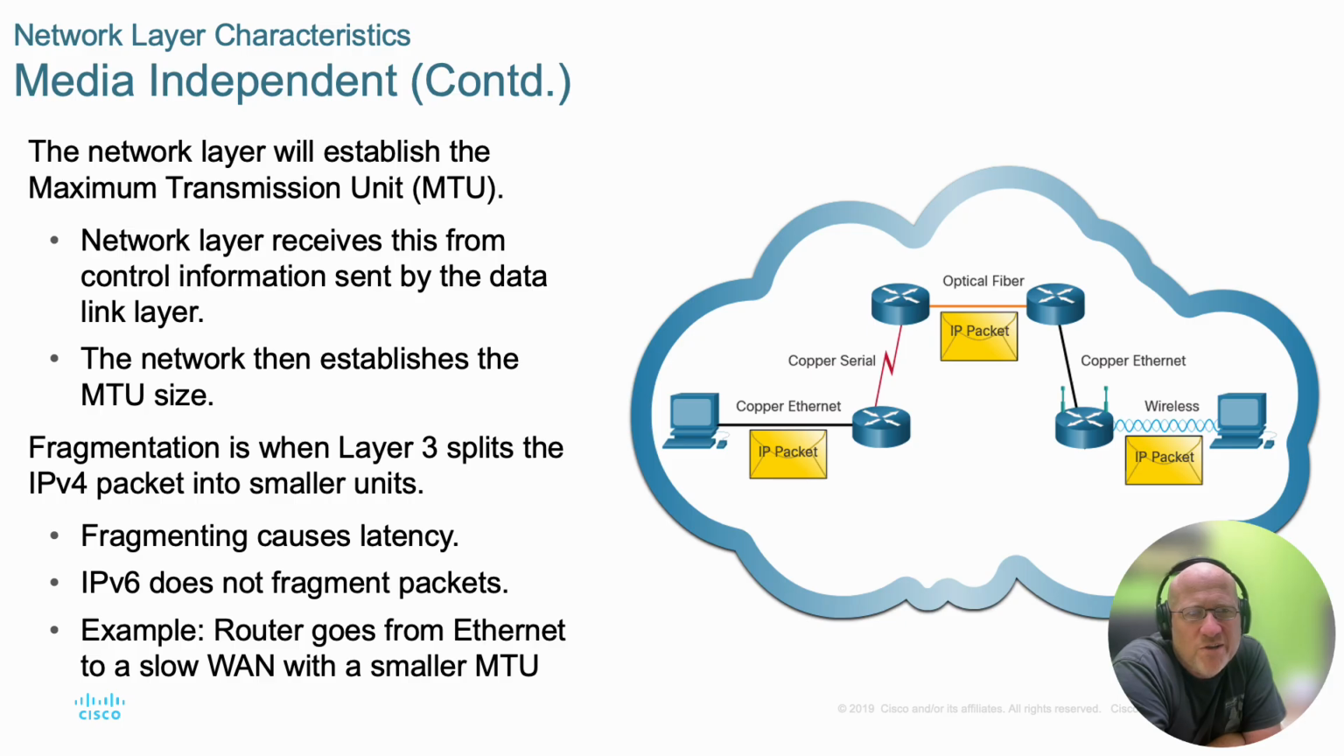But the challenge is that it will fragment. It has to fragment to make sure it's reliable transmission. And of course that adds latency, or delay. Where IP version 4 does this, IP version 6, being a much more recent protocol, does not fragment, so it reduces the latency and the challenges associated with that.